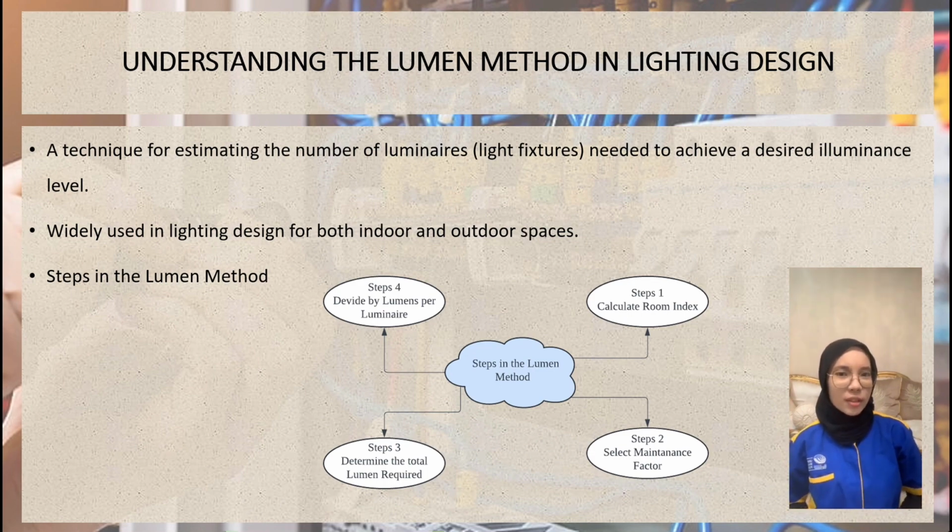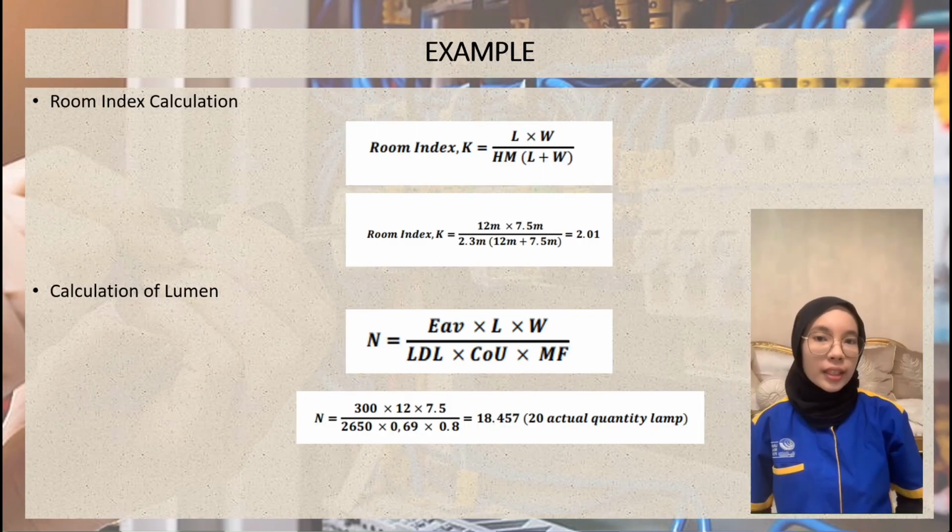The reason why we use the lumen method is, first, simple and quick for initial estimate. Second, useful for standard lighting design, and third, help in budgeting and planning. In this slide, we show the calculation for the meeting room.